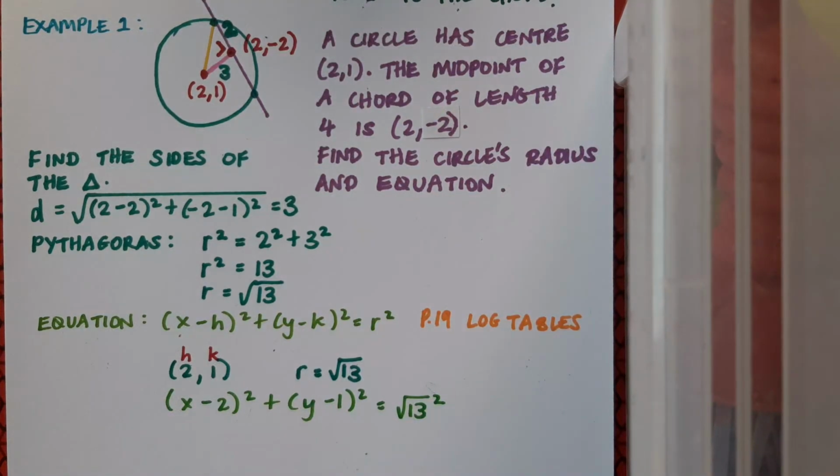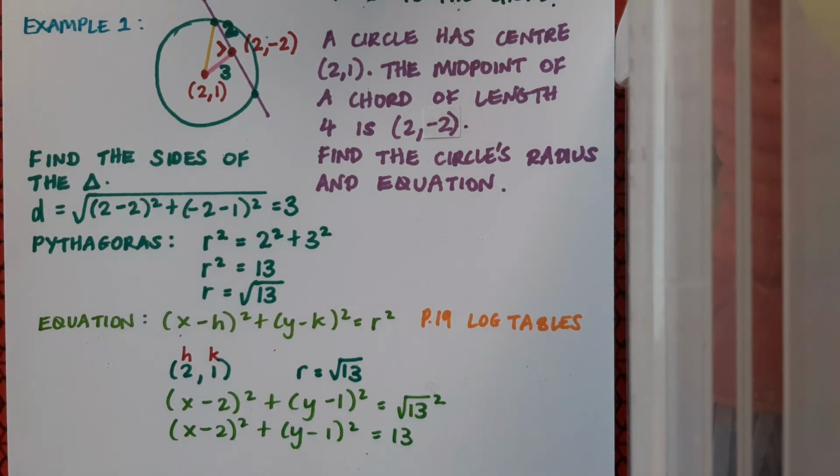I haven't been asked to write my answer in any particular format, so I'm quite happy to leave it pretty much like that. The only thing that I'll do really is just square that root 13 at the end. And there's my equation of the circle, x minus 2 squared plus y minus 1 squared equals 13.